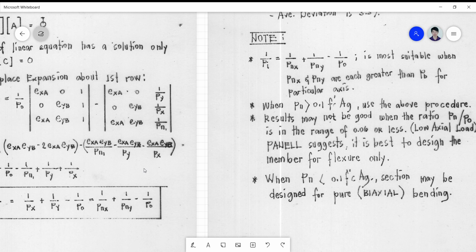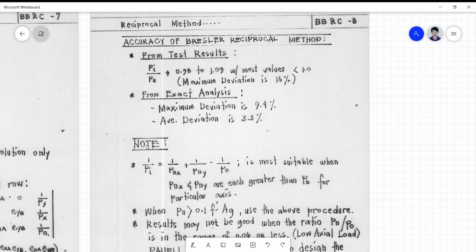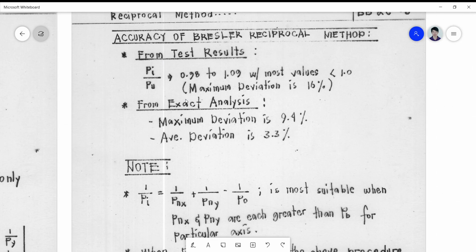Okay, so this is what is very important from test results and from exact analysis. Sometimes this is very difficult to understand when you did not do the test, and it's very expensive to do a column test, so you just rely more on the exact analysis. The exact analysis is the analysis I presented a while ago, wherein you need to find your neutral axis location in terms of computer iteration.